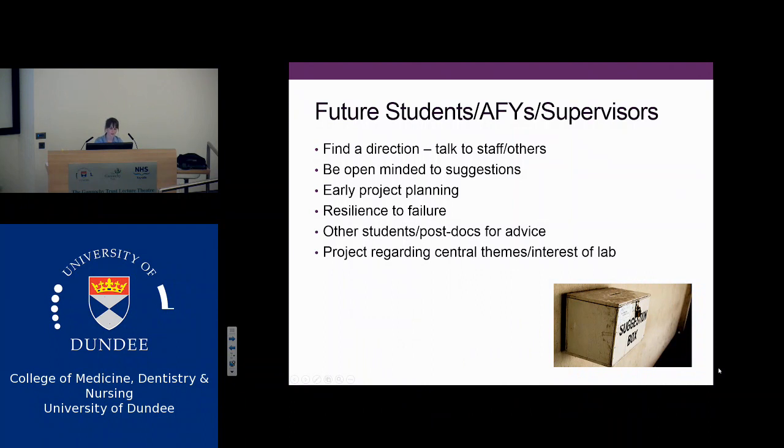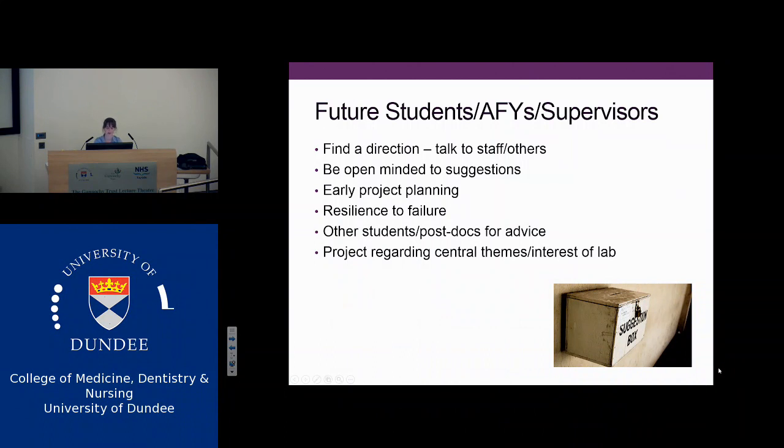I think early project planning is also essential for something like a laboratory-based project, and particularly with a laboratory-based project, resilience to failure is important. When an experiment fails, quite often people become disheartened, but you should really look into the reasons why it's failed and develop an assay or change something.